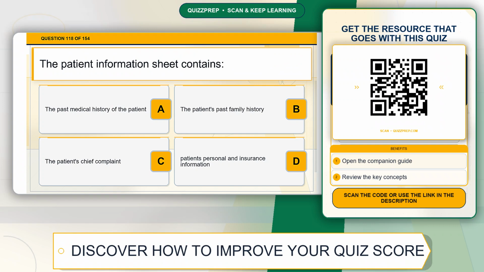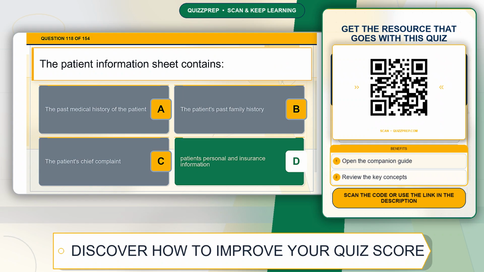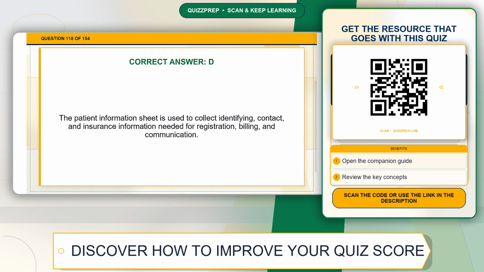Question 118. The patient information sheet contains: Option A, the past medical history of the patient. Option B, the patient's past family history. Option C, the patient's chief complaint. Option D, patient's personal and insurance information. The correct answer is option D, patient's personal and insurance information. Explanation. The patient information sheet is used to collect identifying, contact, and insurance information needed for registration, billing, and communication.